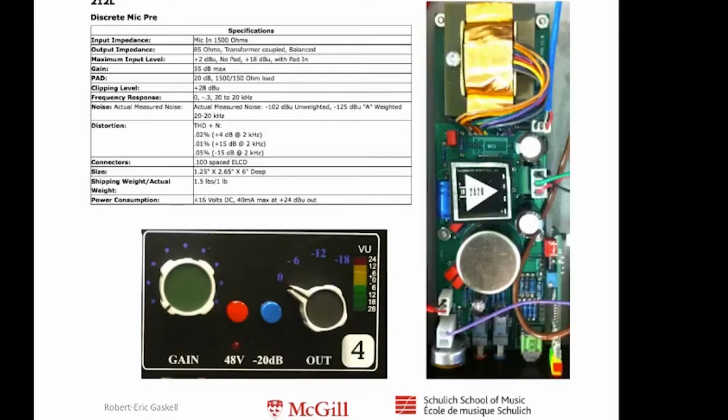All right. And then the API, which has already been discussed quite a bit today, the transformer buffered op amp. The input impedance for the API is spec'd at 1500 ohms.